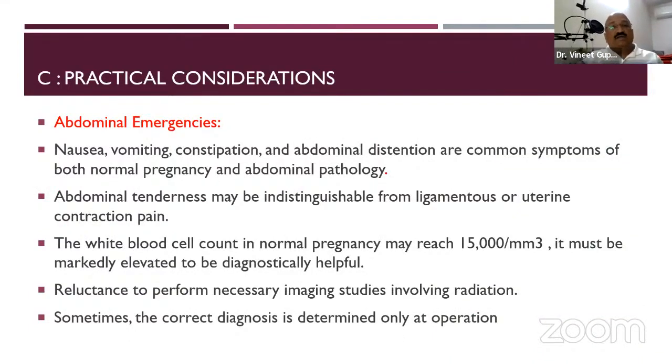Abdominal emergencies. The problem is that pregnancy mimics the signs of acute abdomen. Nausea, vomiting, constipation, and abdominal distension are common symptoms of both normal pregnancy and abdominal pathology. Then abdominal tenderness may be indistinguishable from ligamentous or uterine contraction pain. The white blood cell count in normal pregnancy may reach up to 15,000 to 16,000 per cubic millimeter. It must be more than mildly elevated to be diagnostically helpful. So again, the diagnosis is hidden behind the raised normal count.